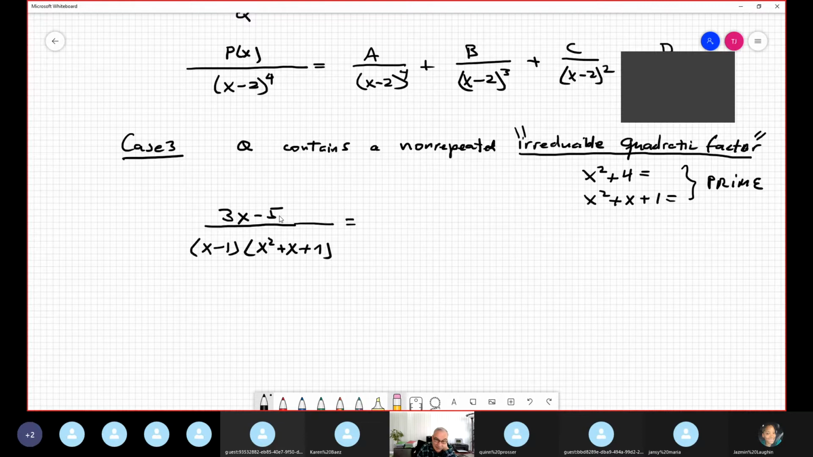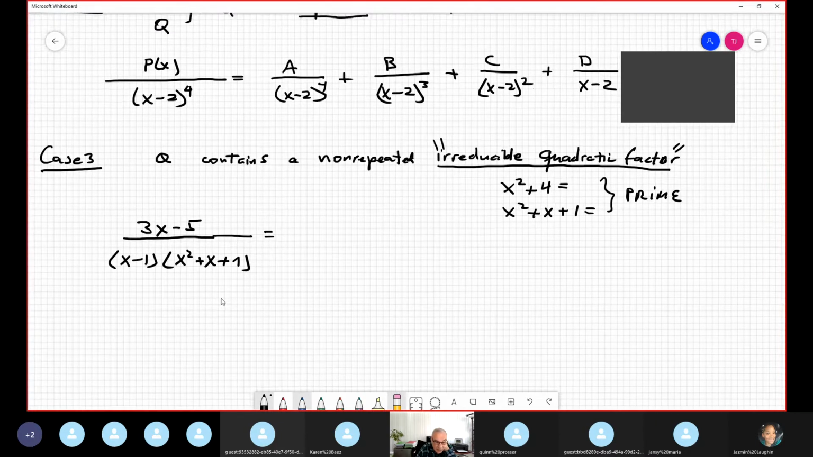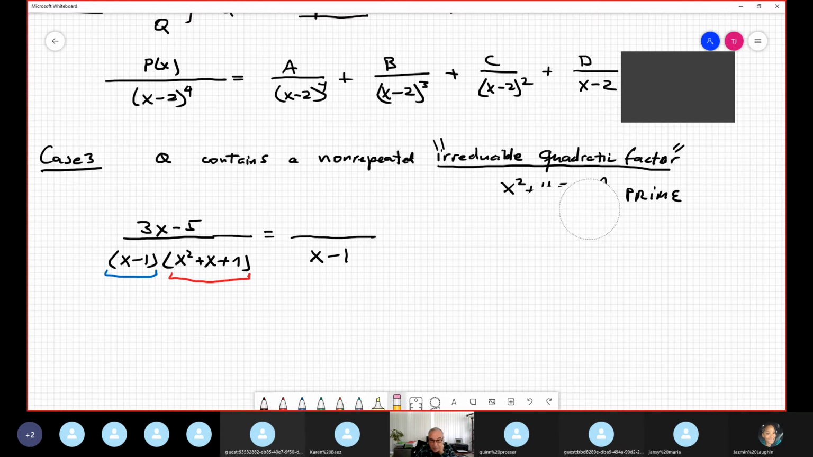And to see what is the format for the partial fraction decomposition. I see one factor that is linear. Nice. I see another factor that is irreducible quadratic. Okay. So I copy 2. I copy 1, that is x minus 1. I copy another, that is x squared plus x plus 1.